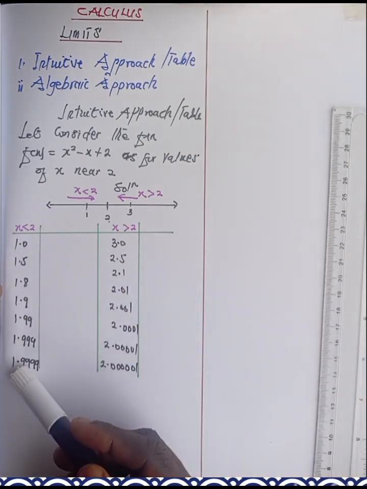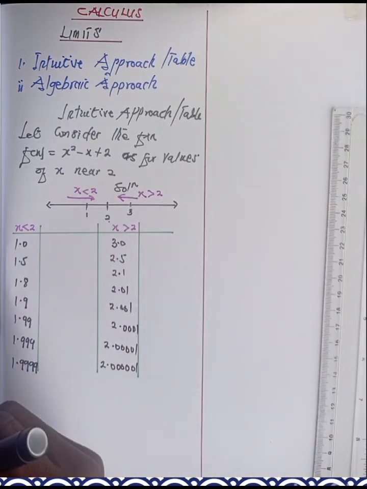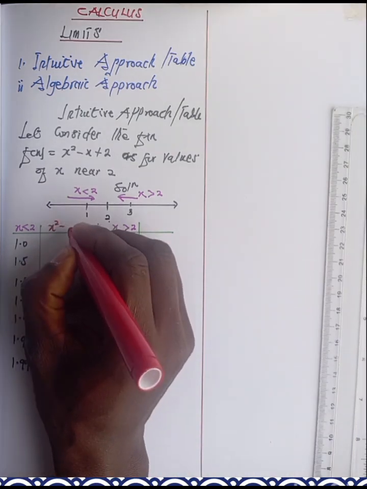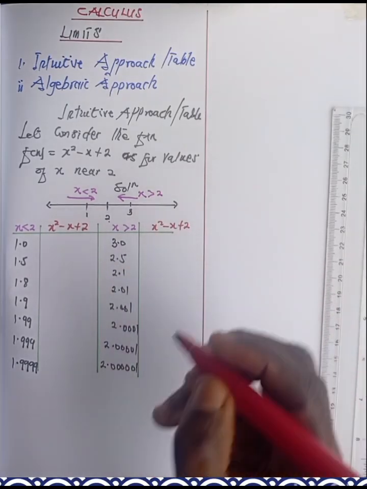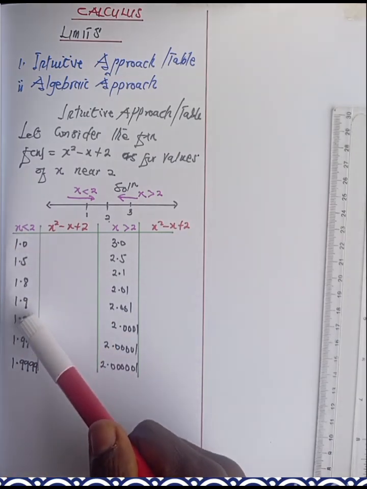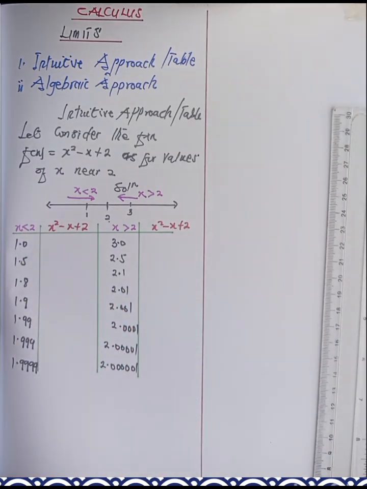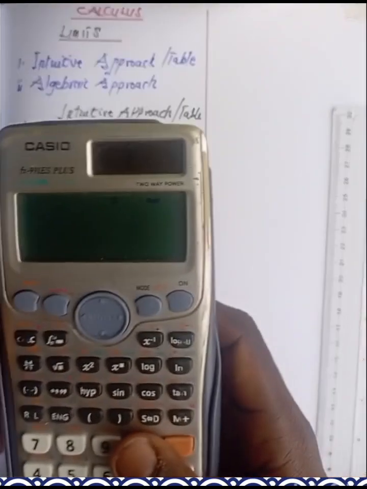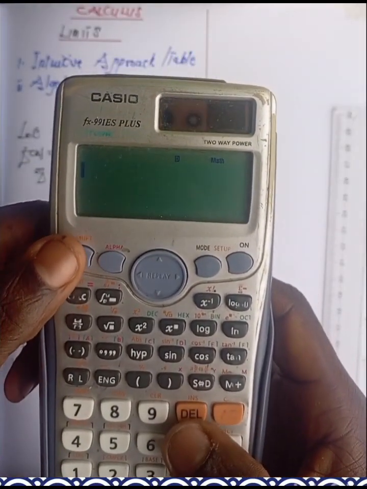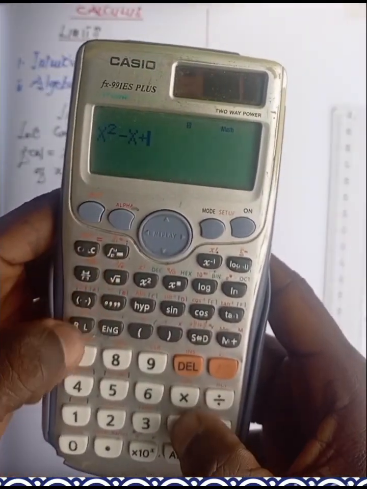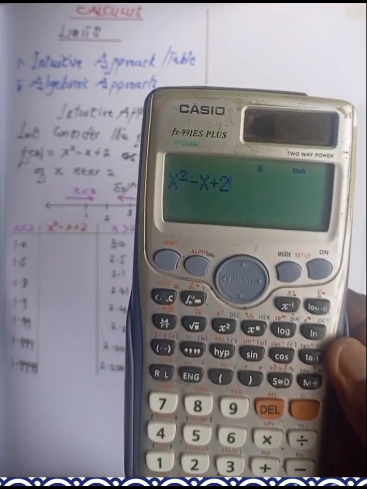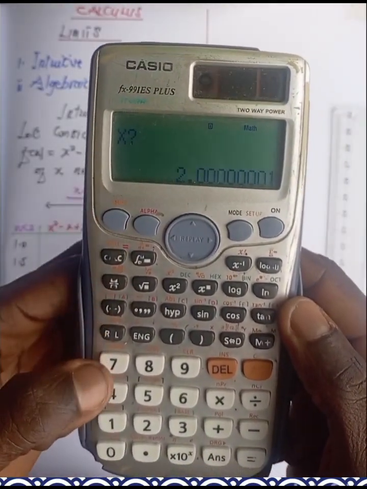Then what we are going to do is compute the value for these using the function. So let's write the function here: x² − x + 2. We are just going to evaluate these values of x into the function. It is very simple, you just have to use your calculator. Let's punch it: alpha x squared minus alpha x plus 2. That is the function, and after that we press what we call calc or solve.